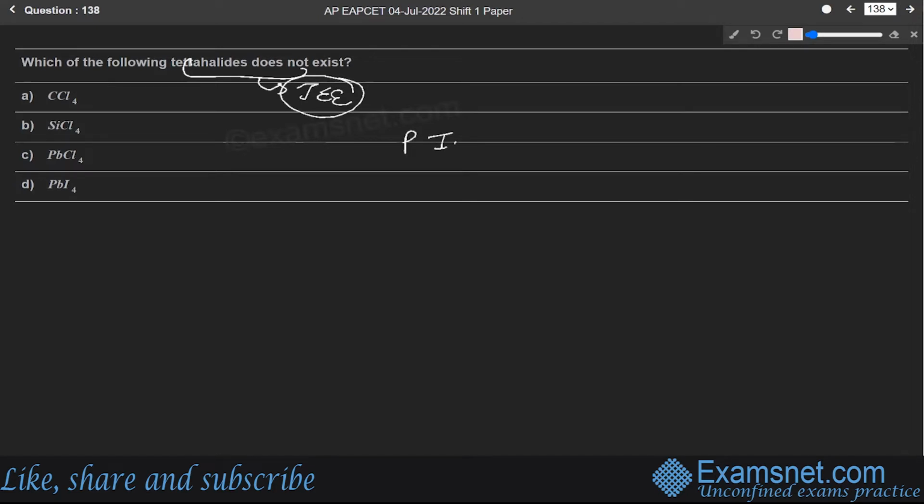The four options given to you are PbI4, CCl4, SiCl4, and PbCl4. When a question says does not exist, you always have to look for the inert pair effect. So this question would be solved with the inert pair effect. Now, how will we solve this?